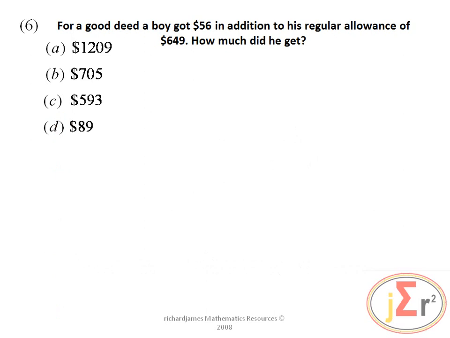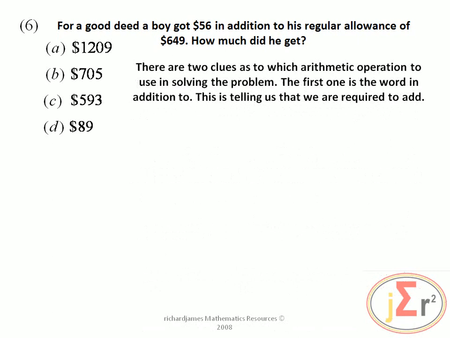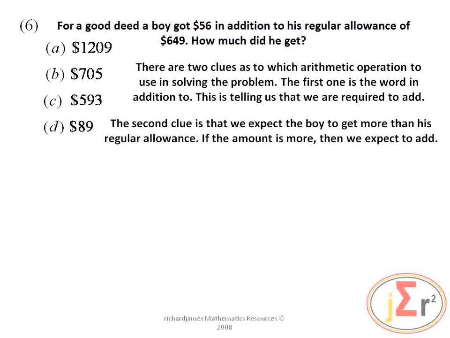For a good deed, a boy got $56 in addition to his regular allowance of $649. How much did he get? There are two clues as to which arithmetic operation to use in solving the problem. The first one is the phrase in addition to. This is telling us that we are required to add. The second clue is that we expect the boy to get more than his regular allowance. If the amount is more, then we are expected to add.